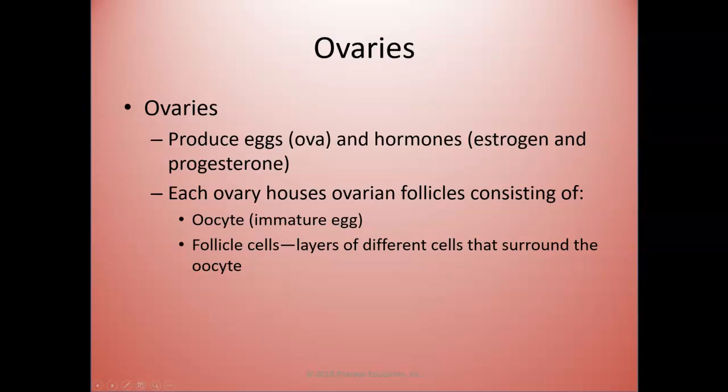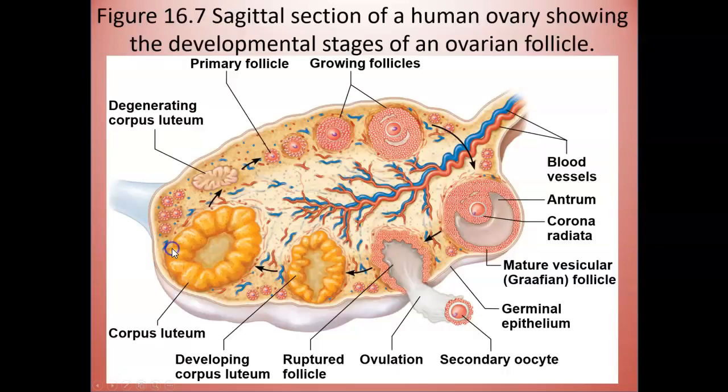So our gonads for females are the ovaries. They produce the eggs, or the ova, and then hormones like estrogen and progesterone. Each ovary houses what we call ovarian follicles, which consist of these oocytes, which are the immature eggs, and then follicle cells, which are these different layers of cells that surround the oocyte and nurture it towards maturation there.